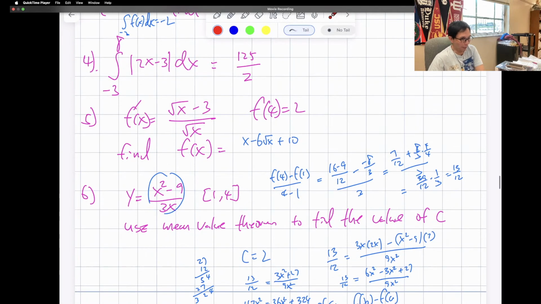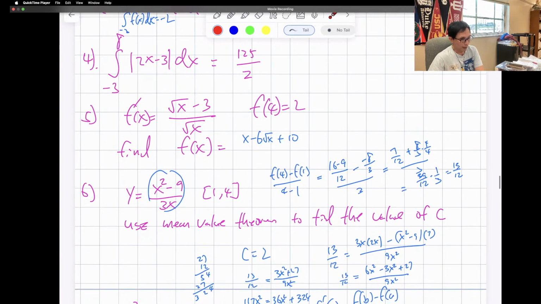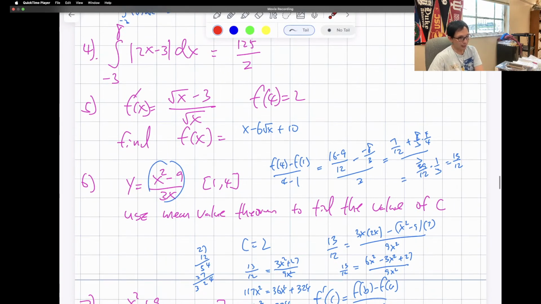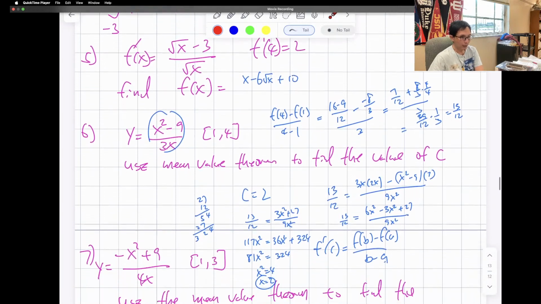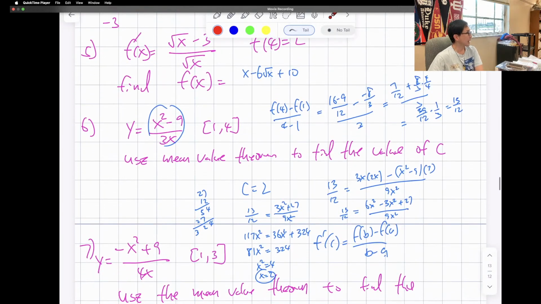All right, so number 4 is 125 over 2. Number 5 is x minus 6 root x plus 10. Number 6 is very important. It's not on the coming test, but it for sure is going to be on the AP exam, because the mean value theorem you have to know by heart.